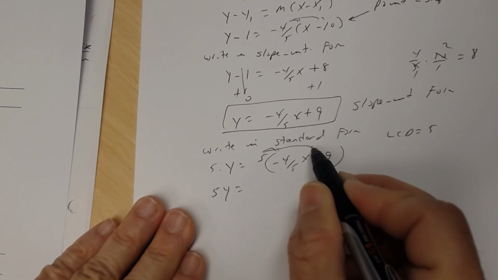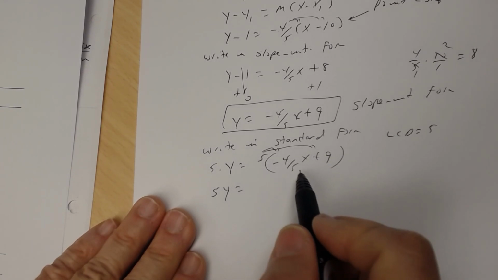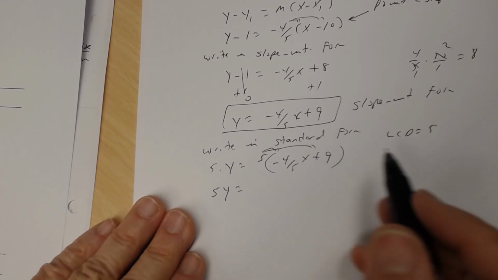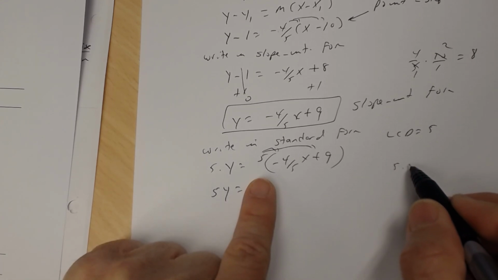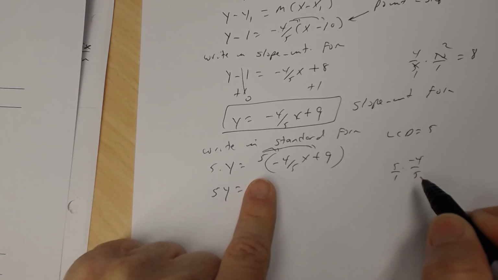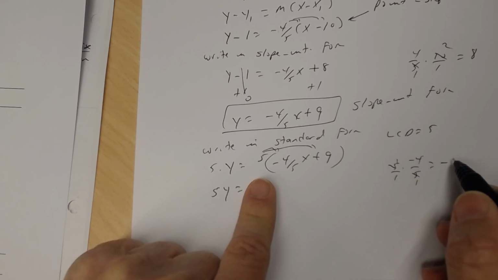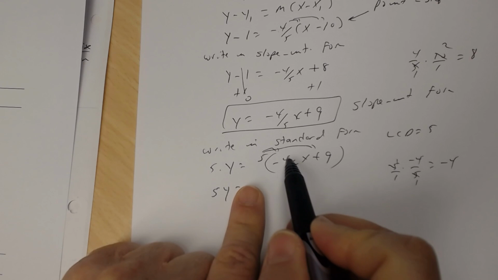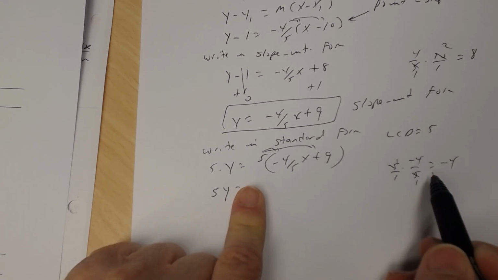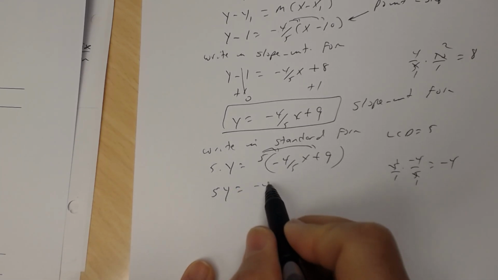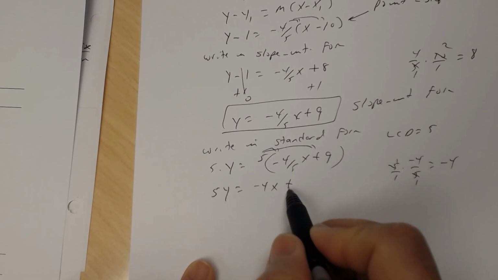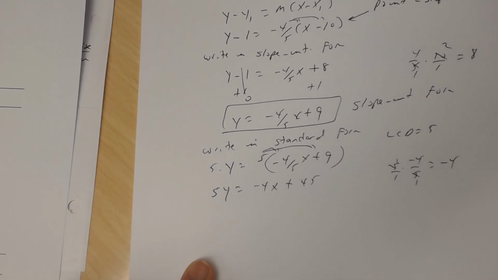Now I'm going to distribute this. Remember, the whole point of multiplying by the LCD is to clear these fractions. So I have 5 times a negative 4/5, 5 over 1. So the 5's divide out. 1 times a negative 4 is a negative 4. So that means 5 times a negative 4/5 x is a negative 4x. And then 5 times 9 is 45.